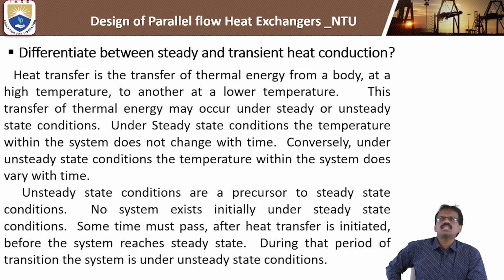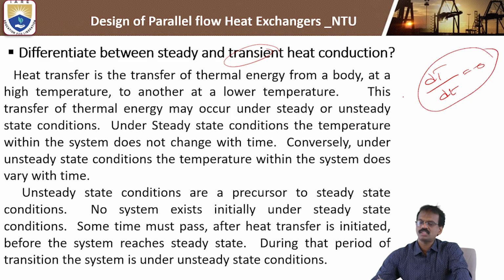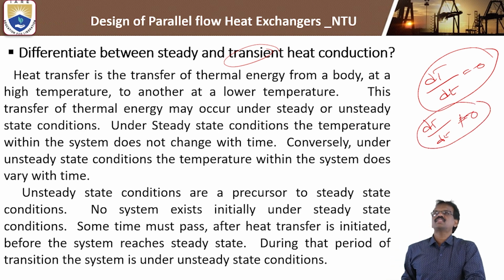Okay. Next, differentiate between steady state and transient heat conduction. Transient is nothing but unsteady state condition. Steady state means that in the system the temperature does not change with respect to time. It means dT by dt is equal to 0. That is called steady state condition. If the temperature changes with time, so that it is not equal to 0, that is called transient heat conduction.